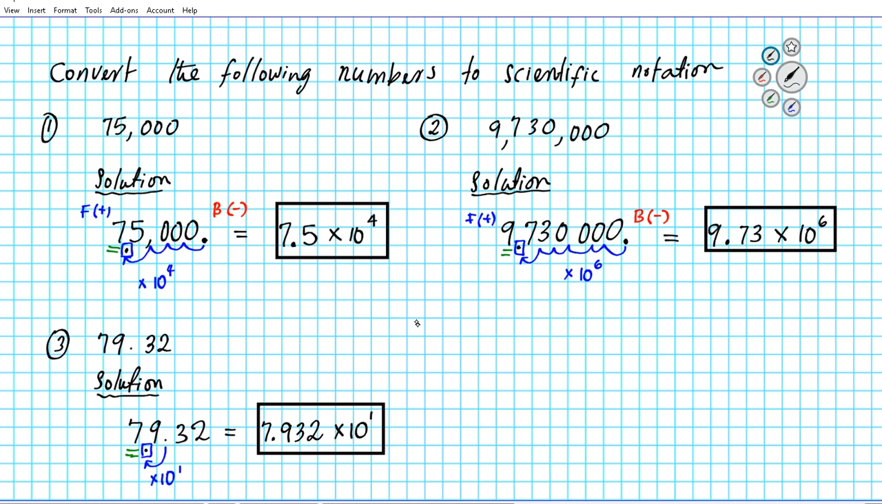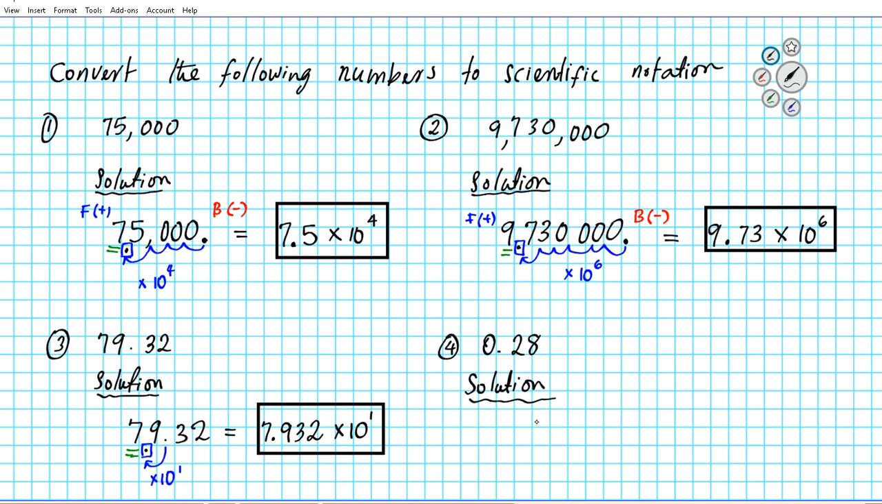Alright, let's take a look at number 4. Now in the previous problems, we've been taking a look at numbers that are bigger than 1. Now how about we take a look at numbers that are smaller than 1, fractional numbers. So let's say we have 0.28. What if we want to convert this into scientific notation? Let's take a look at how to attack problems of this nature.